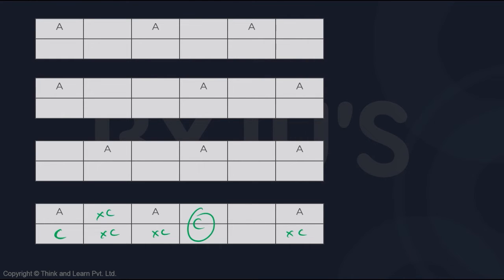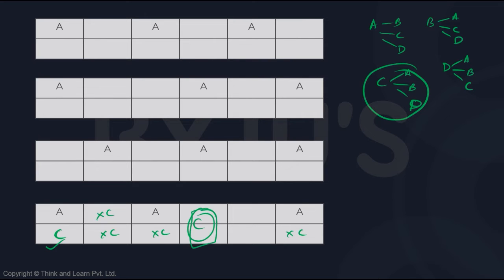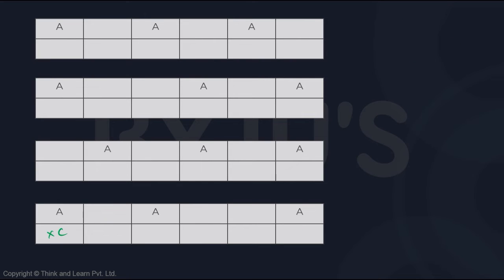And remember, how many times will each person come? A comes with B, A comes with C, A comes with D. Similarly, B comes with A, B comes with C, B comes with D. C comes with A, C comes with B, C comes with D. And D comes with A, D comes with B, and D comes with C. So C should come thrice. So once it is here, one of these two will be C. Now C will again have to be here, which means these two are coming consecutive. C cannot be consecutive. That basically means C cannot be here.